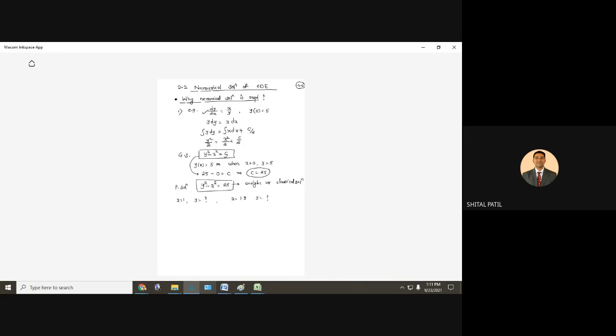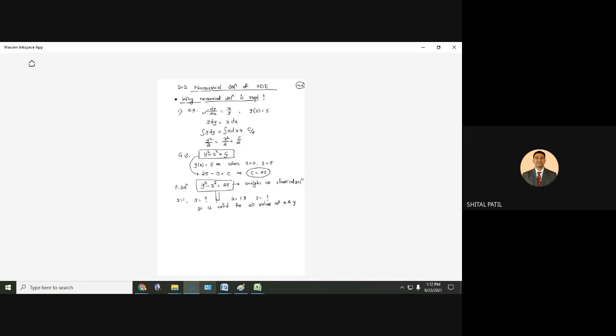So it is valid for what? It is valid for all values of x and y. So if x is given, we can find y, or the other way around. If y is given, we can find the corresponding value of x. But in case of numerical solution, it is not so. We'll get a value for a particular value of x only.